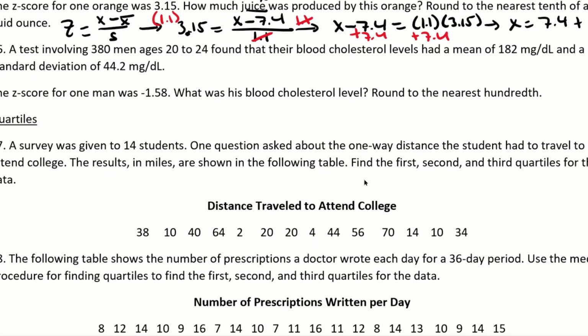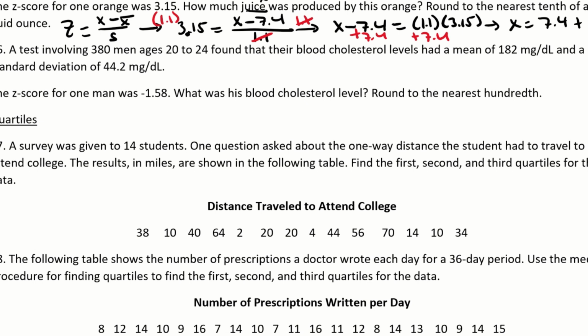All right, so number 16: a test involving 380 men ages 20 to 24 found that their blood cholesterol levels had a mean of 182 and a standard deviation of 44.2. The z-score for one man was negative 1.58. What was his blood cholesterol level?